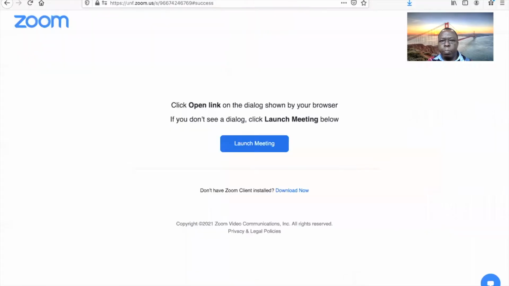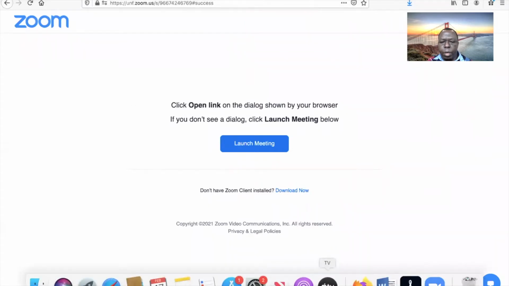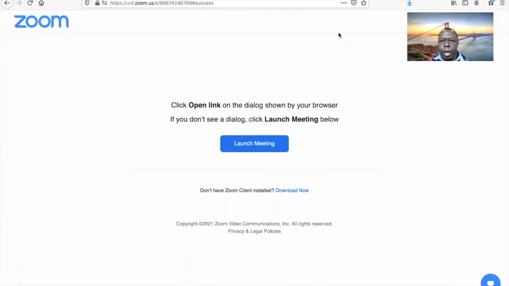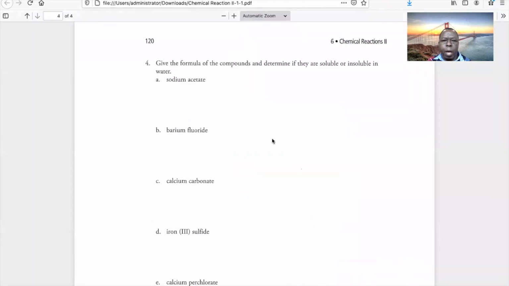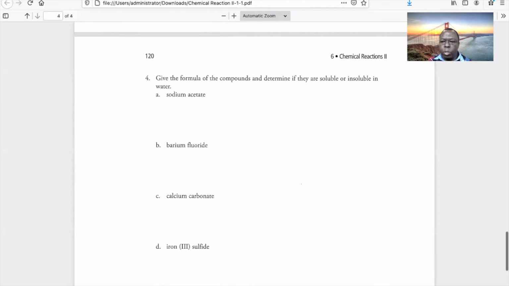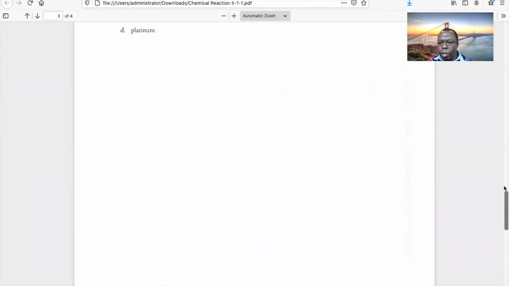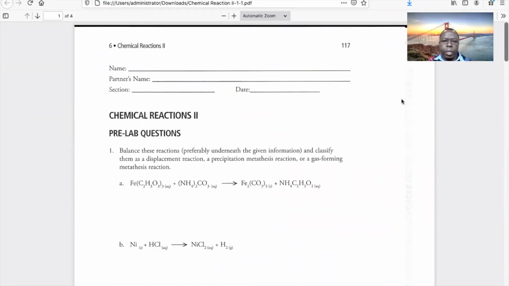In the pre-lab assignment, I want you to pay attention to each and every item on the pre-lab. On the pre-lab, this is question 4, but if you look at question 1, for the pre-lab, if you haven't turned in, look at the question, identify.